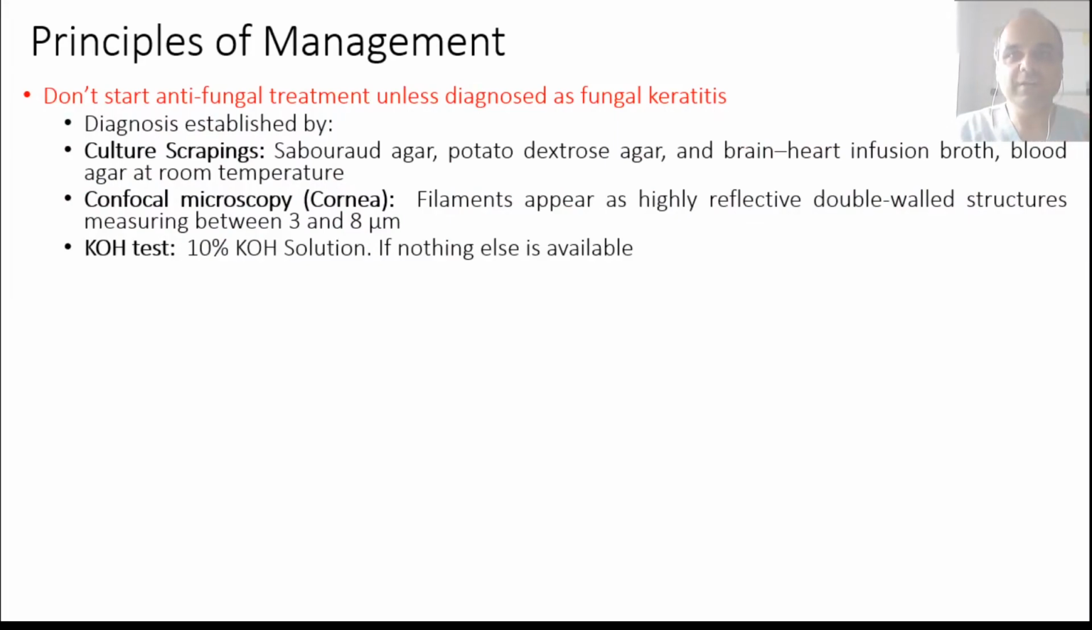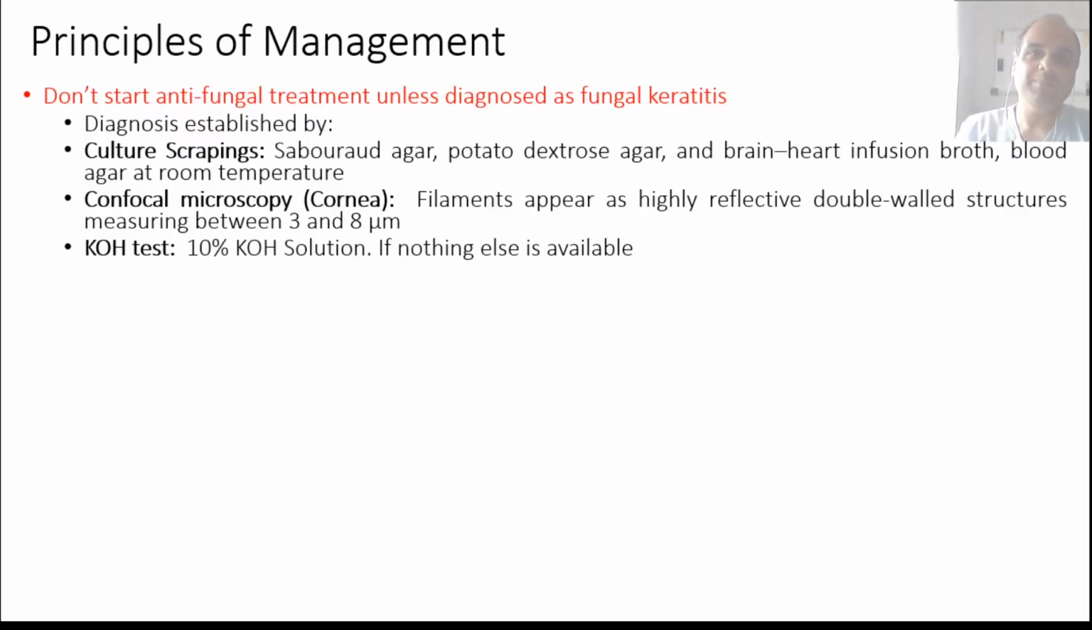So to get a fungal culture, you need to take your scrapings and you do it on one of these agars. You can also do confocal microscopy. I'll show what a confocal microscope is. And what you do is you see the cornea with this special microscope, and you pick up those structures that tell you, yeah, this is a fungus. You can also do a KOH test, which is probably the cheapest and the simplest way of detecting a fungus.